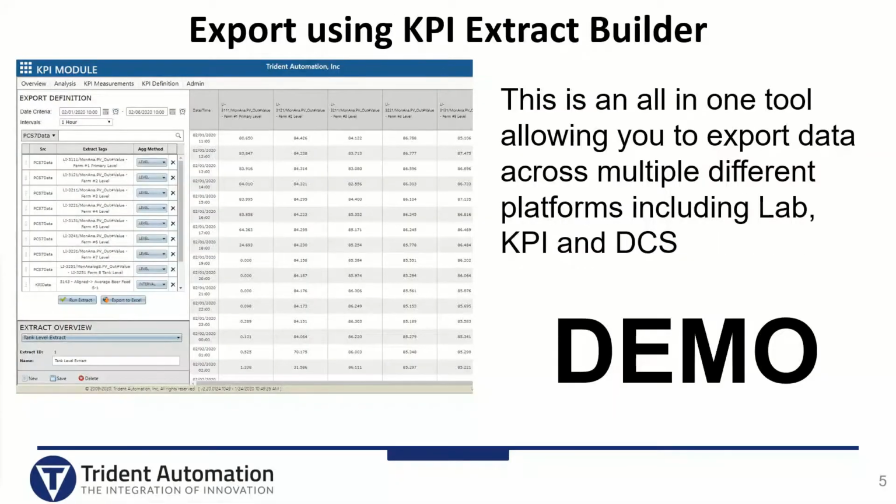Now that we've discussed three alternate ways to extract data from the Trident Workbench, let's get to the core of the discussion and talk about the KPI Extract Builder. One of the biggest benefits of this screen is it actually allows you to merge data across the lab, KPI, and DCS into a single extract. Another big benefit is you can save those extracts to pull them up again in the future. So with that, let's jump into the presentation.